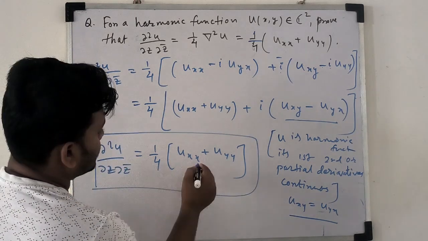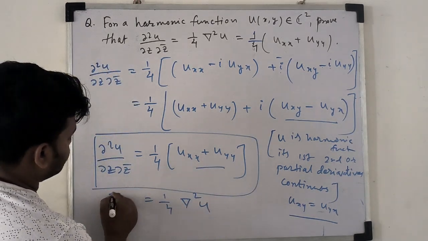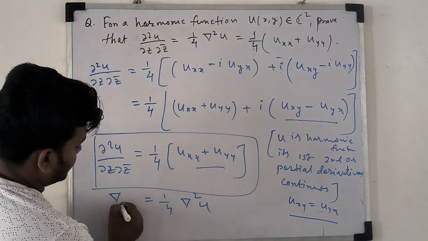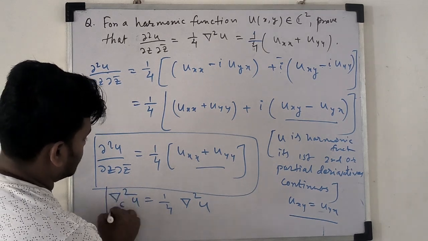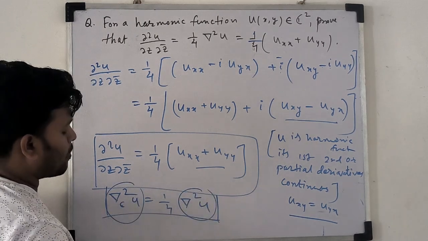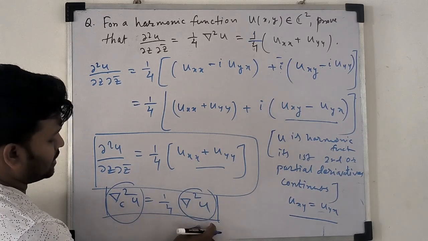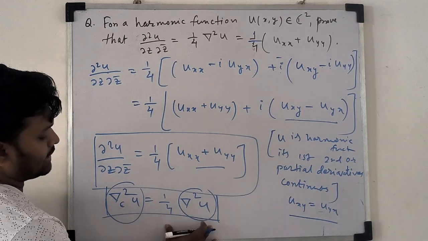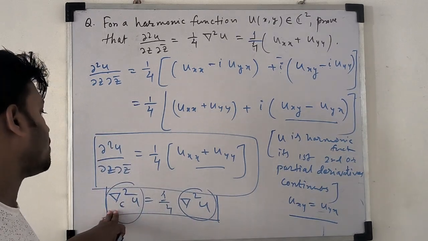So here this is nothing but the Laplacian in Cartesian form, and this is the complex Laplacian. This is the Cartesian Laplacian of u, and this is the complex Laplacian of u. So the relation between the Cartesian Laplacian and the complex Laplacian is this: 1/4 into the Cartesian Laplacian equals the complex Laplacian.